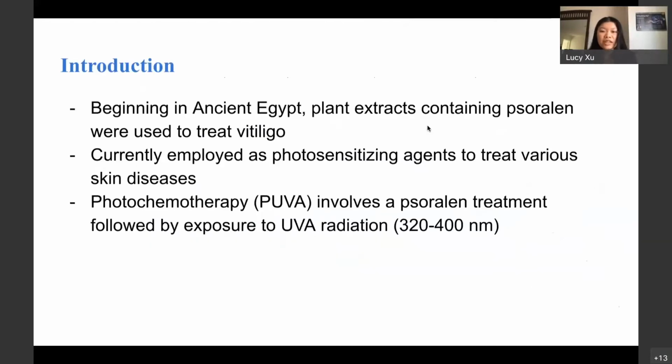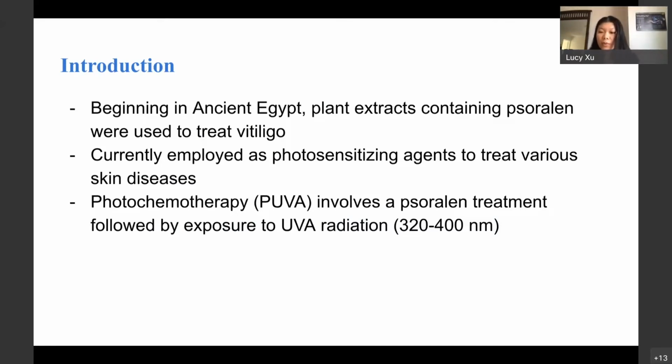So, beginning in ancient Egypt, plant extracts containing the molecule sorrelin were used to treat vitiligo, which is a skin disease in which a person will have patches of skin without pigment cells, so it'll look like pale splotches on their skin. And sorrelin molecules are also currently employed in clinical settings as photosensitizing agents to treat various skin diseases, such as psoriasis and eczema, in which a person would have red, irritated, scaly patches of skin. And this treatment is known as photochemotherapy or PUVA, and it involves a sorrelin treatment.